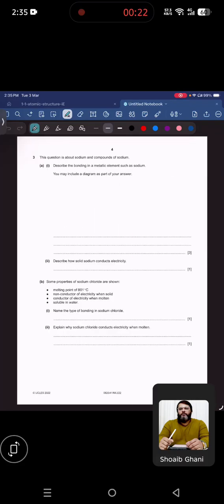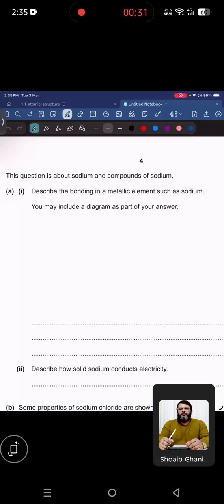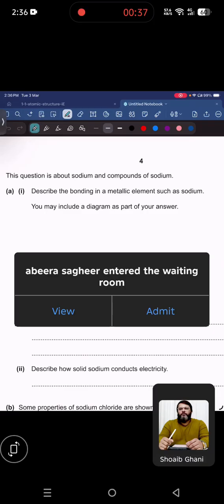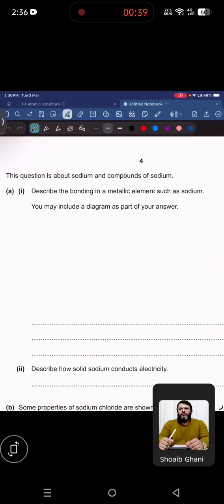This question is about sodium and the compounds of sodium. Describe the bonding in a metallic element such as sodium. You may include a diagram as a part of your answer, so we can include the diagram here as a part of our answer.